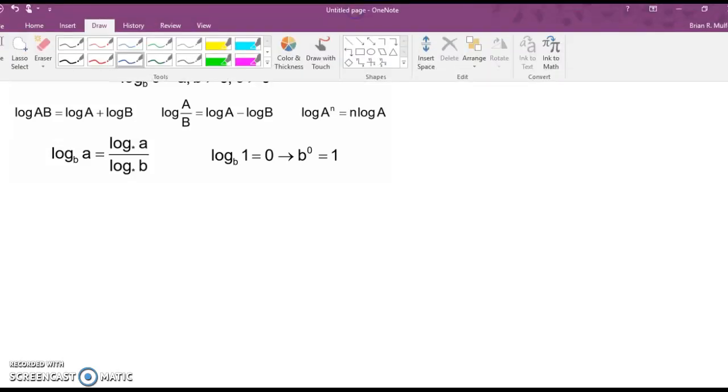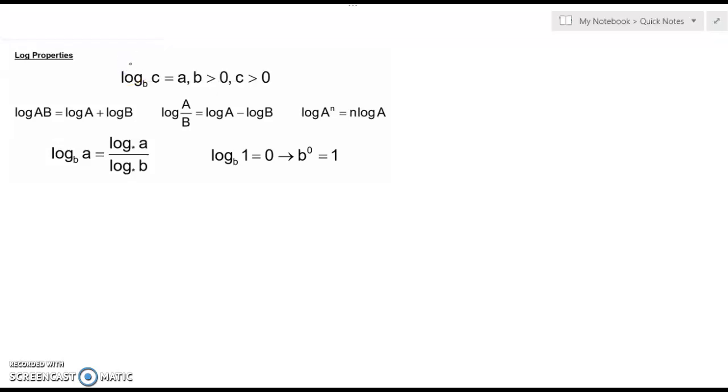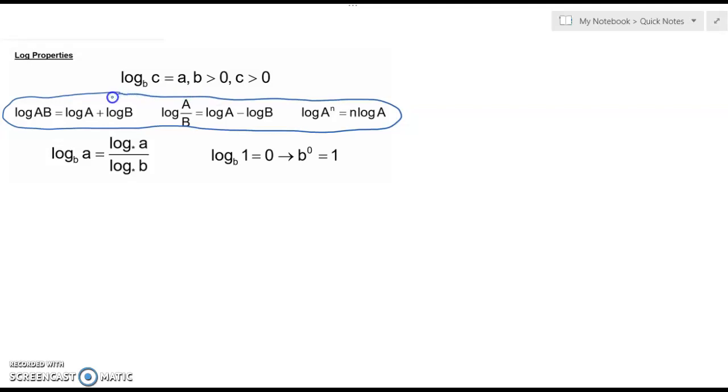Alright, so today we're going to start looking at some properties of logs. We're going to use these to do two things. One is we're going to take some log expressions that are kind of big and condense them down. And then in the next video, we're going to do the exact opposite. We're going to take smaller log expressions and expand them out. So mainly we're going to focus on these three properties right here, which are related to exponent rules.